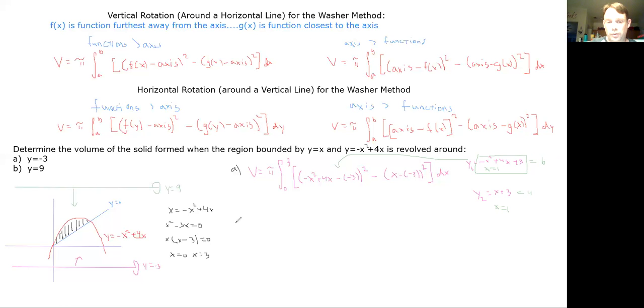All right, let's try the last one, and then we get to call it a day here. What if I plug in my volume on the other one? So volume equals pi from 0 to 3. Now, we said the blue one is the greater one, but the axis is greater than both. So I'm going to go axis minus my furthest function, so 9 minus x, minus 9 minus -x squared plus 4x.